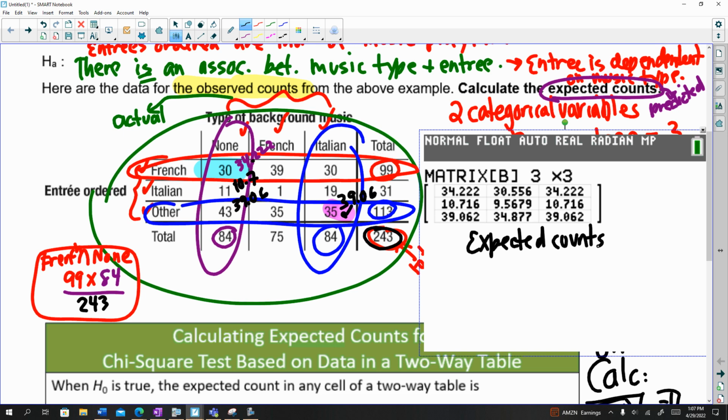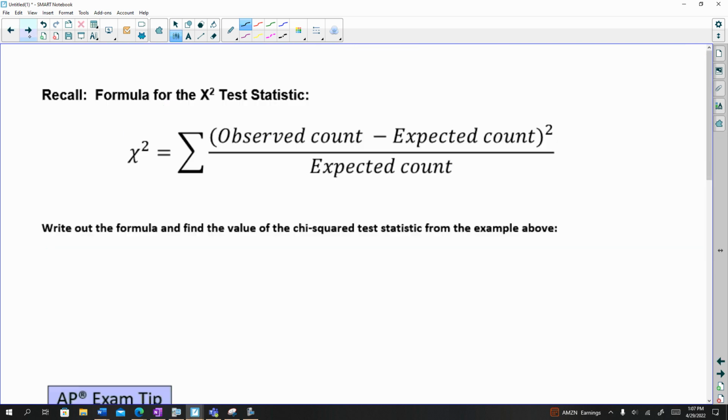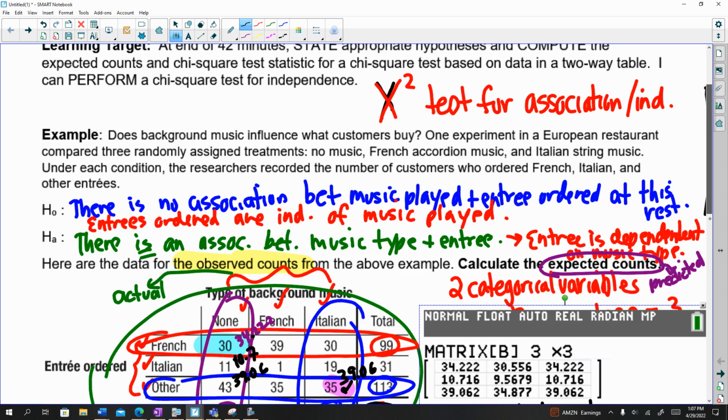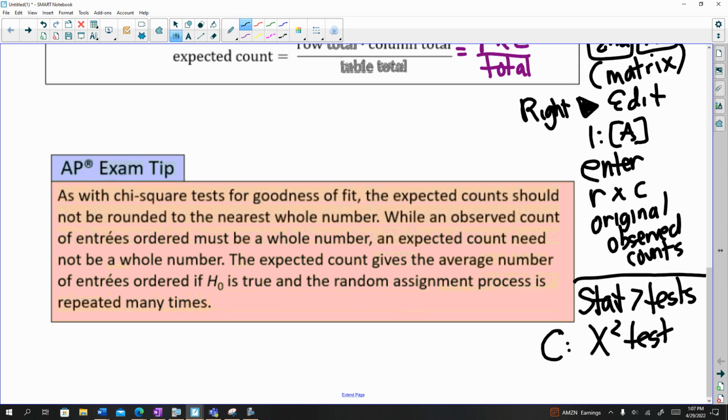So now I'm going to keep it moving here. Going to the next page here. We're going to go now to the part where we have to do our chi-squared test statistic. Oh, sorry, we forgot to talk about assumptions. I don't know if it's on this page or not. Let me see. Doesn't look like it.